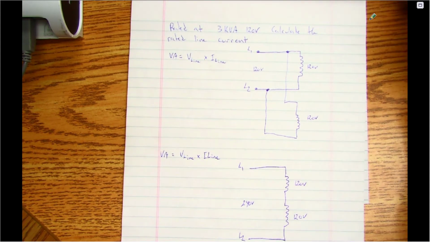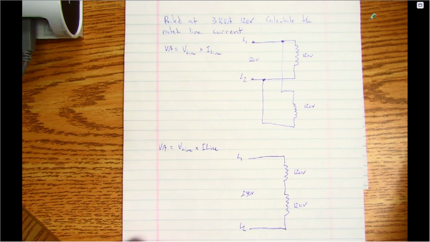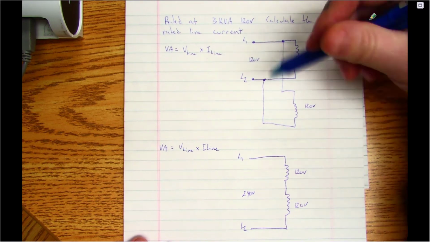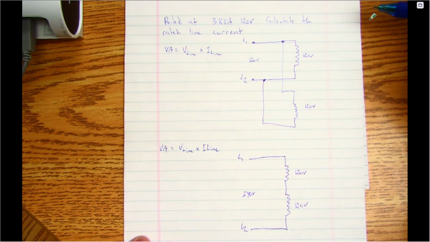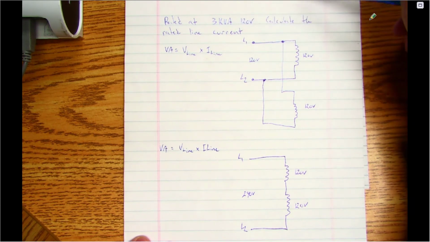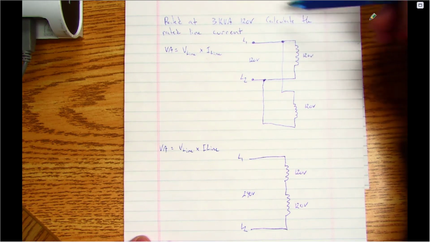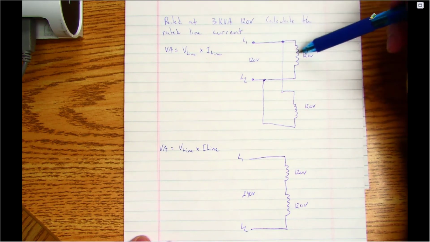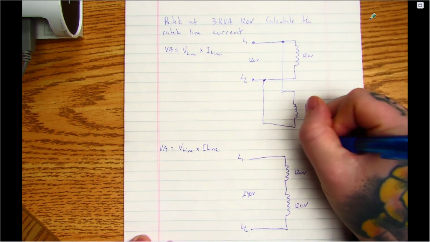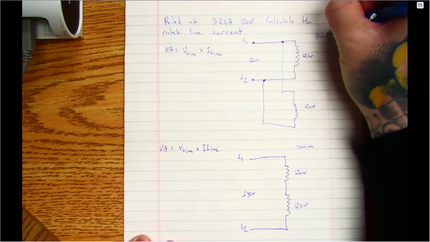So again, I can have these hooked up in parallel or series, and then we could ask what the line current is. Okay, so we can compare the two now. If we're going to set these up both at the same time, I've got a 3 kVA, 120 volt winding, and I'm going to want to know what the line current is based on whether they're hooked in parallel or series. Okay, so here's my series connection, here's my parallel.